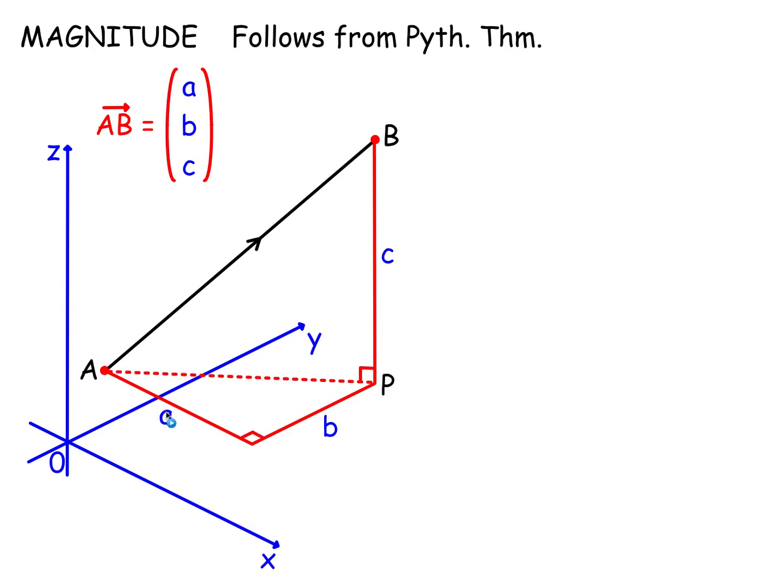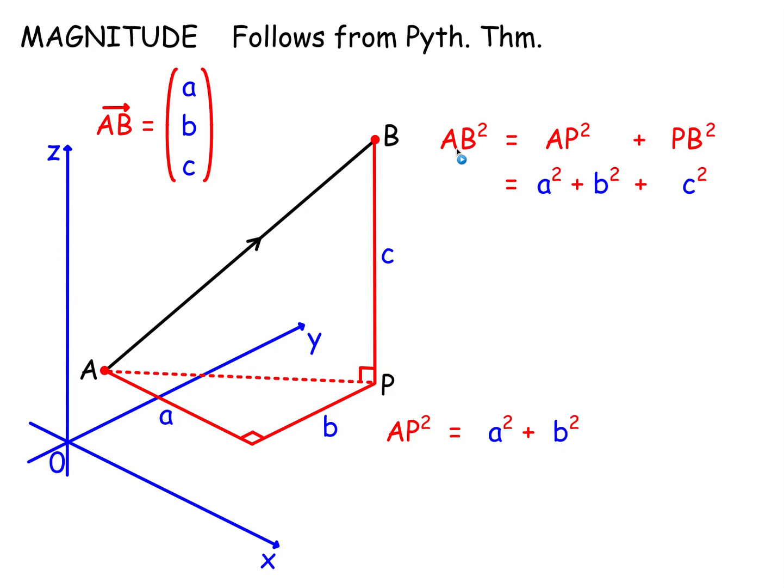If you apply Pythagoras here in the bottom, to get AP squared is A squared plus B squared. That's Pythagoras here. We want the size of AB, so in this triangle ABP, we want to get this black line. So AB squared is AP squared plus PB squared. PB is C, and AP squared was A squared plus B squared. So AB squared becomes A squared plus B squared plus C squared. The components squared and added. So to get AB, you square root that.